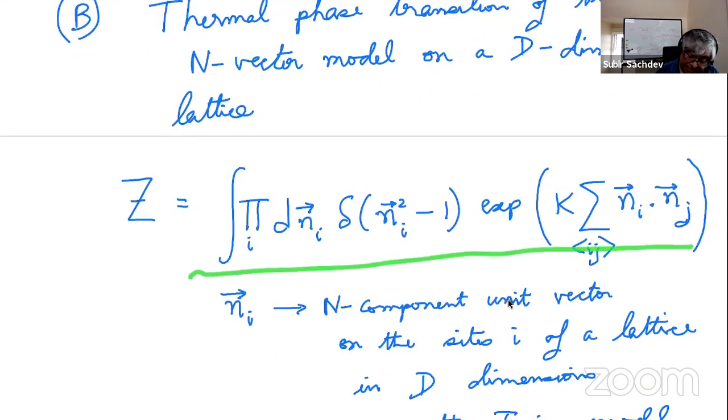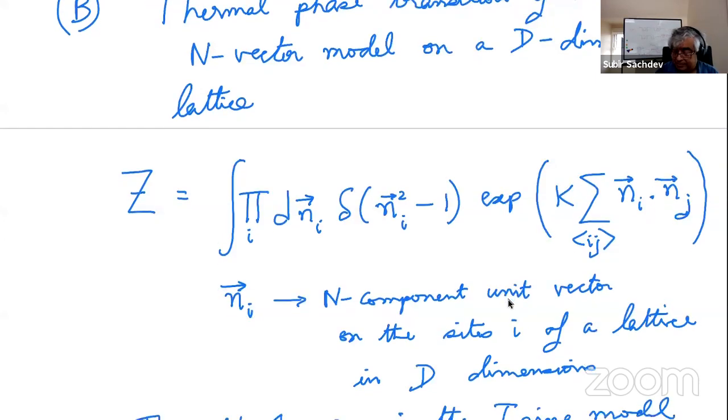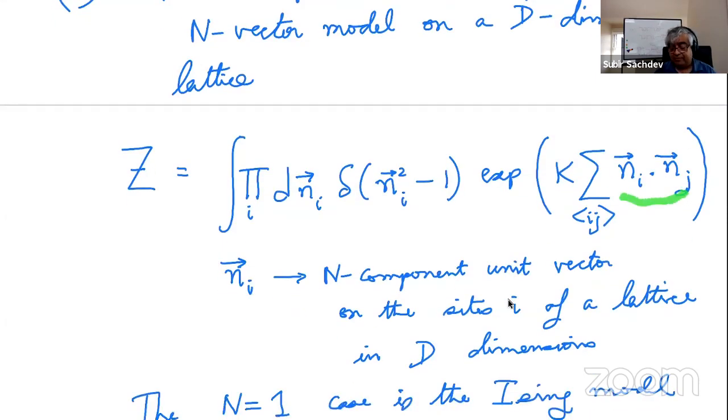On every point of the lattice, I have a vector, n component vector, n_i. And then the coupling is just the simplest possible. I'm doing statistical mechanics at finite temperature. There's a factor of 1 over T here, which I've removed because temperature has a very different role in quantum mechanics, and I want to stick to that. So there's a T that up.